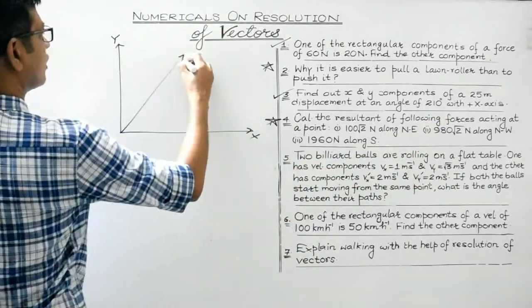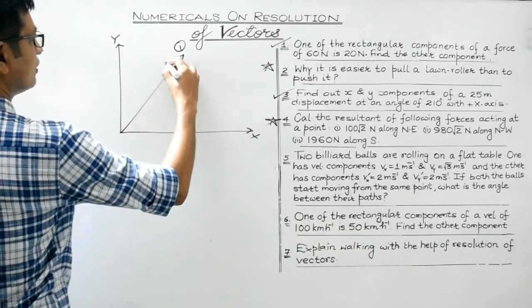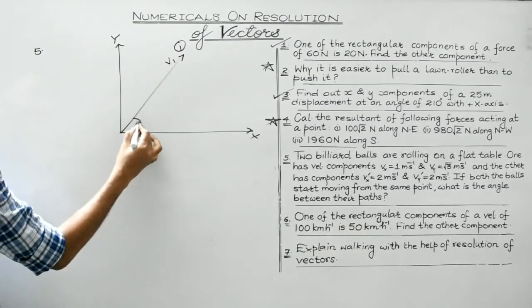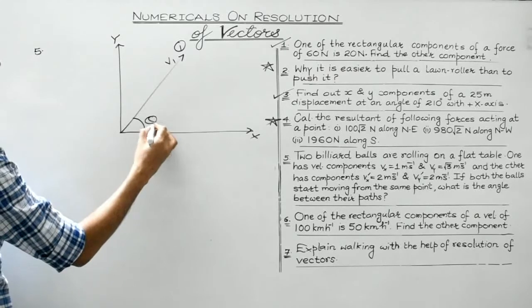Let's consider the first billiard ball, which has velocity components of 1 meter per second and root 3 meter per second. Suppose this is the direction of motion of the first ball. Let its velocity be v1 and it is making an angle of theta 1. Right? This is theta 1.